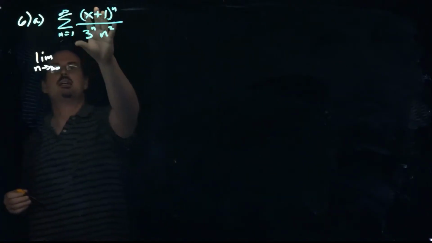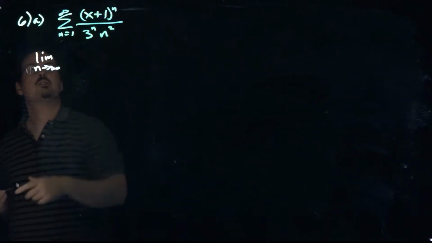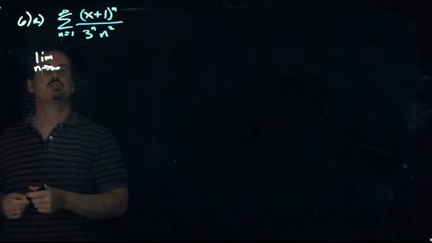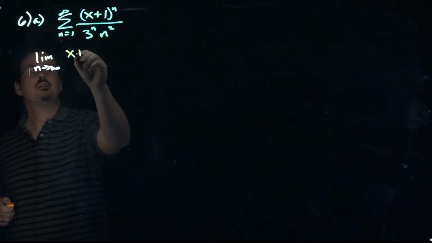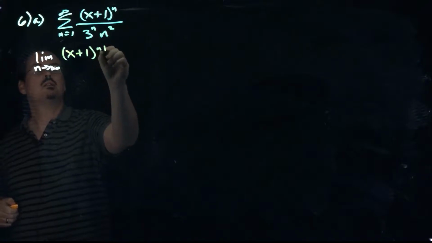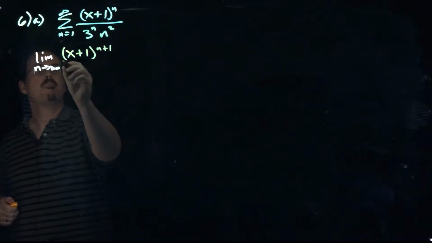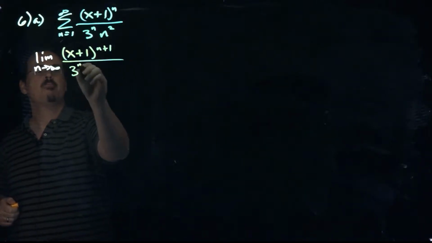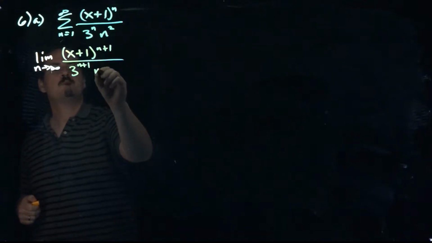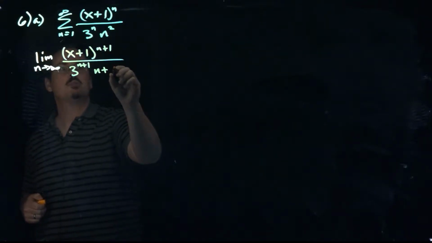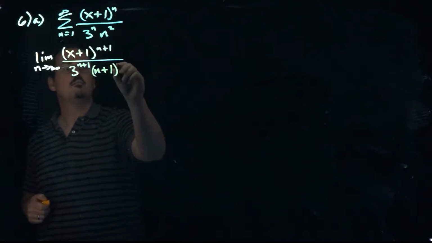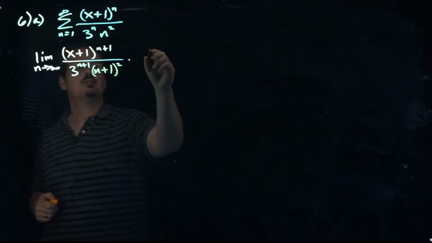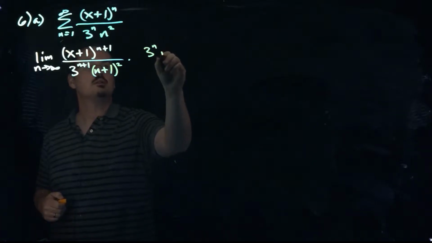So for problem 6a, we're asked to find the radius and the interval of convergence. So let's do the ratio test. That's going to require us to find this limit: the n plus 1th term first, multiplied by the reciprocal of the nth term. So it should look something like this.